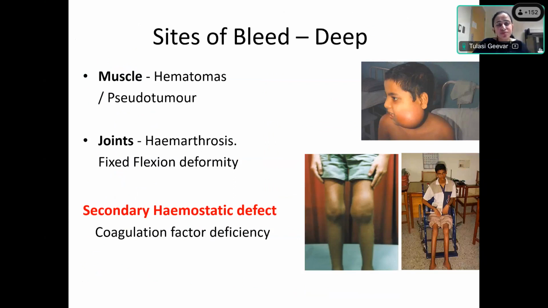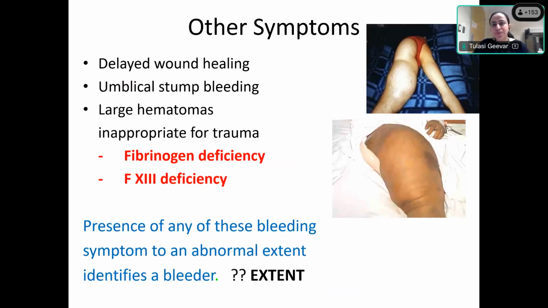There are other symptoms which can lead to specific clues to the diagnosis, like delayed wound healing. That is, there is a cut, it stops bleeding immediately, but maybe a week later or 2 weeks later, there can be bleeding. That is delayed bleeding or delayed wound healing, umbilical stump bleeding. All these can be seen with fibrinogen deficiency and with factor 13 deficiency. Presence of any of these bleeding symptoms to an abnormal extent identifies a bleeder.